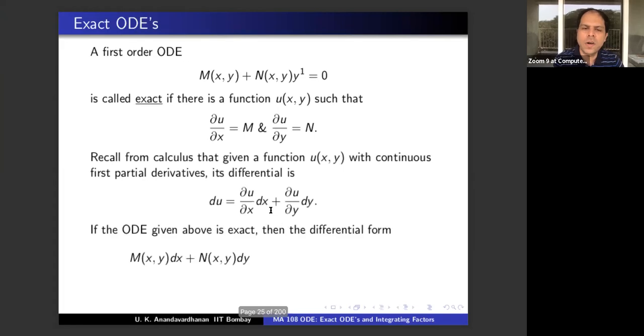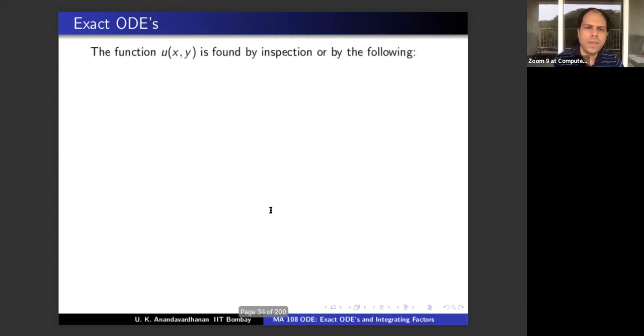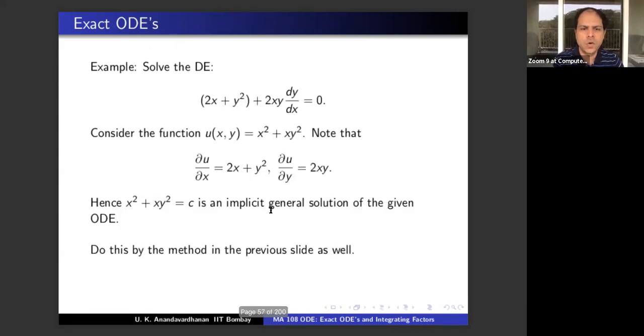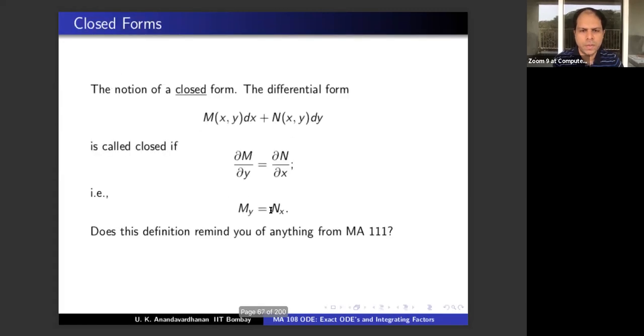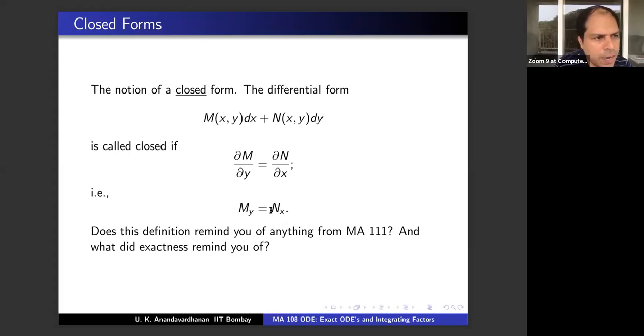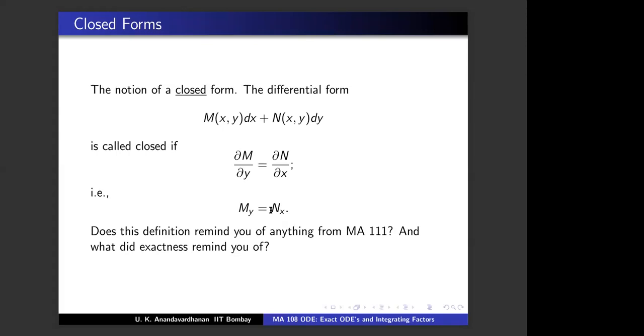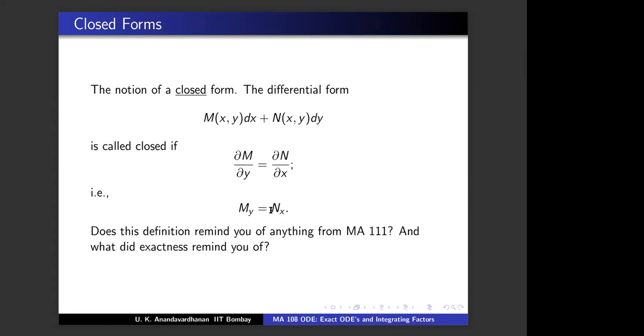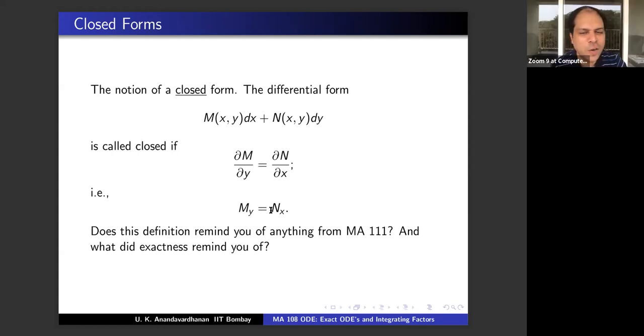Agree? So this is all recalling your calculus. So exact is same as it is the gradient of something, and closed is same as its curl is 0. Sir, we are taking the curl of gradient. Yeah. Curl of gradient is always 0. Always 0. So in our language, what will be your result? Exact is always closed. So you have proved my next result already. Okay. So exact is always closed.